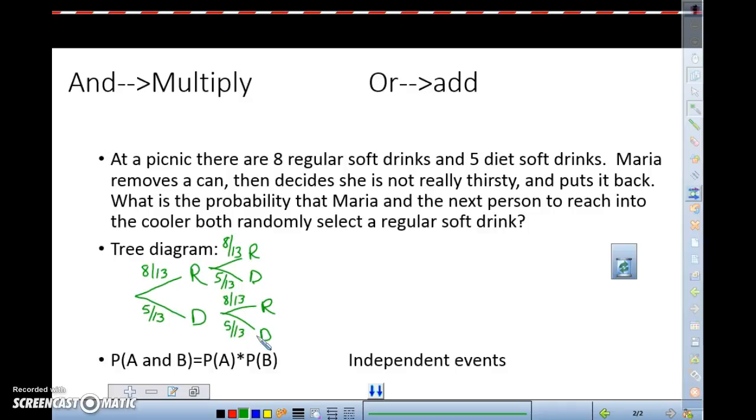So she put the can back. She drew one out. We don't know what she got, right? But she put it back in the cooler. Because if she got a regular the first time, then the second person can get a regular or diet. If she got a diet the first time, the second person could get a regular or a diet. Yes, this is first person, this is second person. Well, we don't know.